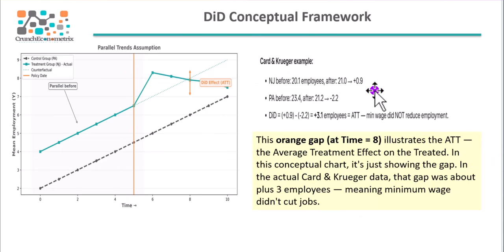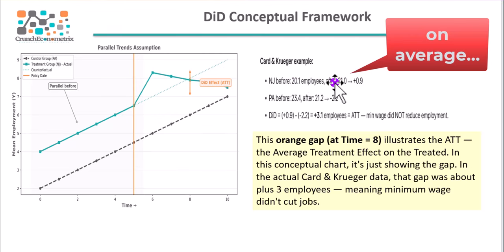In the Card-Krueger example, New Jersey before the policy had 20.1 employees, and after the policy had 21 employees. So there's a growth of 0.9. Pennsylvania before the policy had 23.4. After the policy, that went down to 21.2, giving us a deduction of negative 2.2. In total, the DID showed an increase in number of employees by 3.1. In other words, from the Card-Krueger experiment, the minimum wage did not reduce employment.